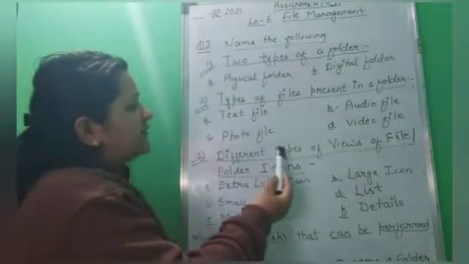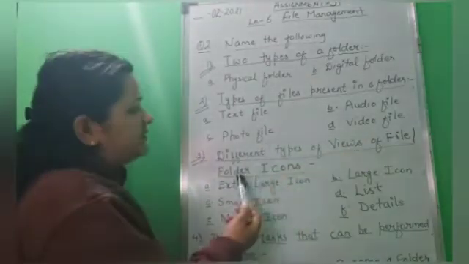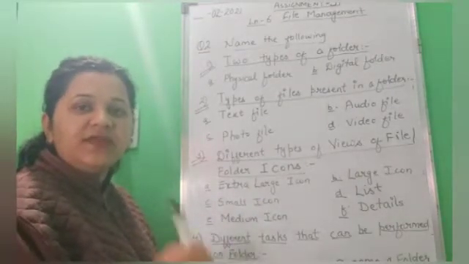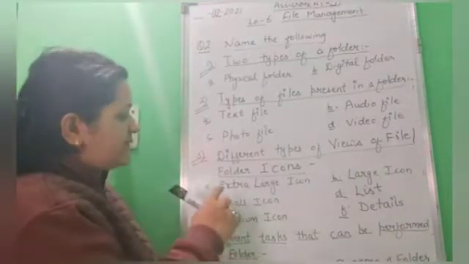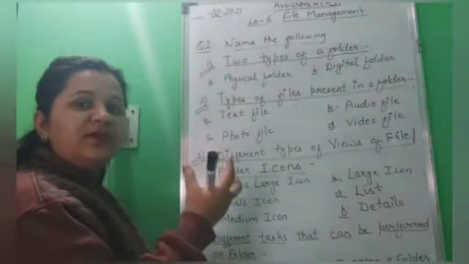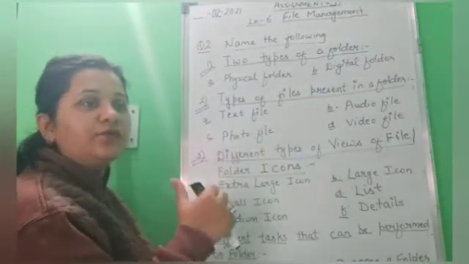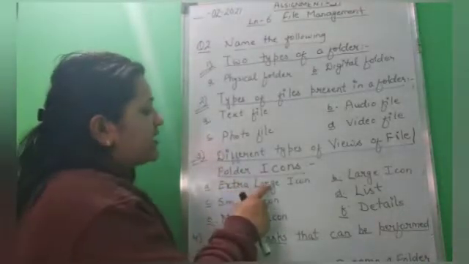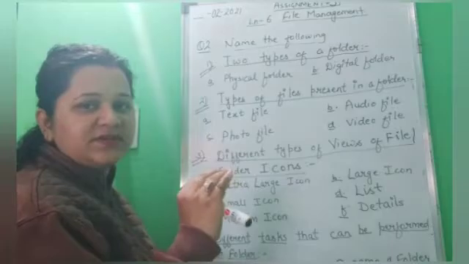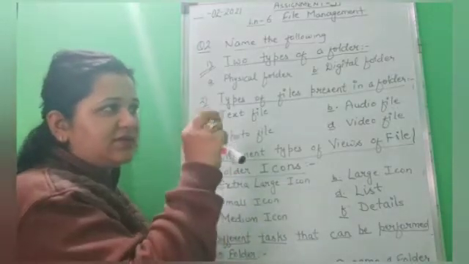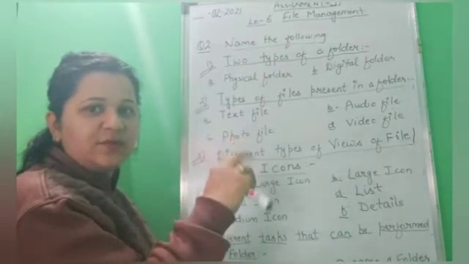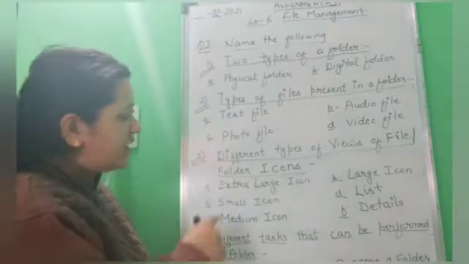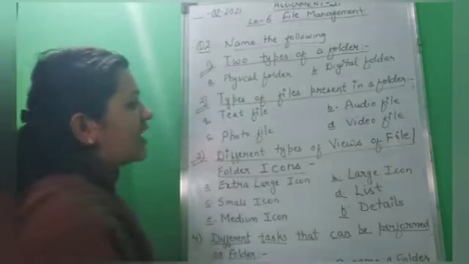Third is different types of views of file folder icons. Now children, in how many ways can you view a file or folder? First is, how can you view the icons of the folders which are present in the computer. So the first is extra large icons. Sometimes it is not possible for you to see small icons present in the computer. So what we do, we extend their views, we enlarge their views. Okay, so that is extra large icon.